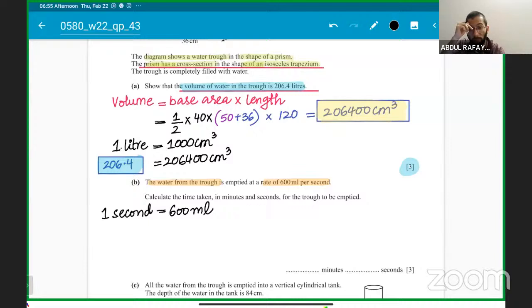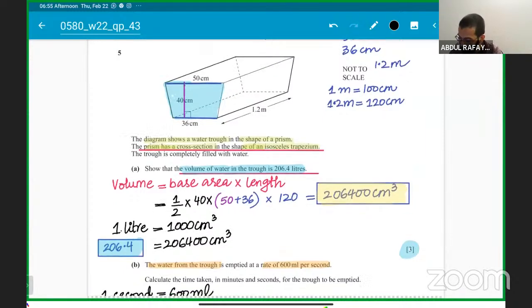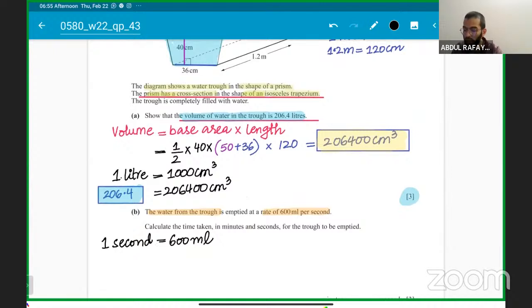So in 1 second, the water that is being emptied, water is flowing out of this tray, and it is basically at 600 ml. Okay, guys, getting it? So 600 ml per second. In 1 second, the water that is being emptied is 600 ml.